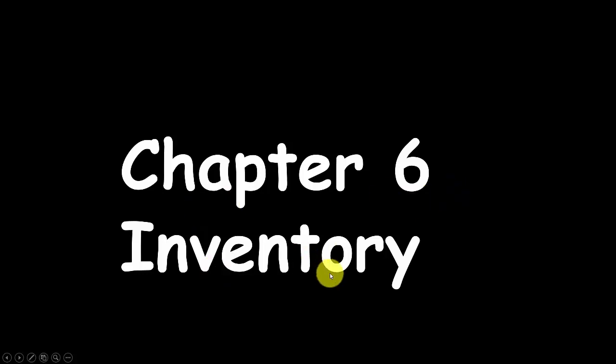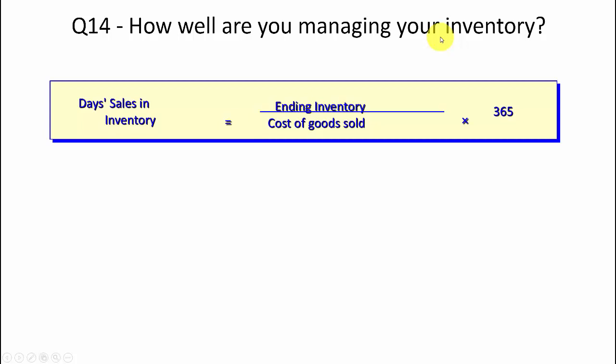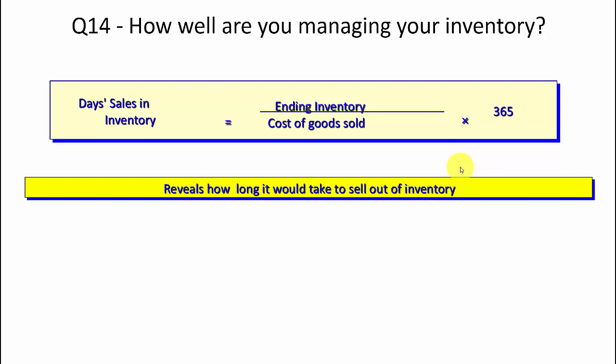Chapter 6 is all about inventory. Question number 14. How well are you managing your inventory? The financial ratio called the days sales in inventory, which is the ending inventory divided by the cost of goods sold, and that result times 365 days is one of the ways you can answer that question. This days sales in inventory ratio reveals how long it will take to sell out of inventory.